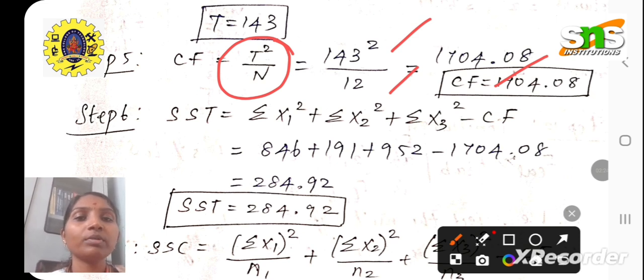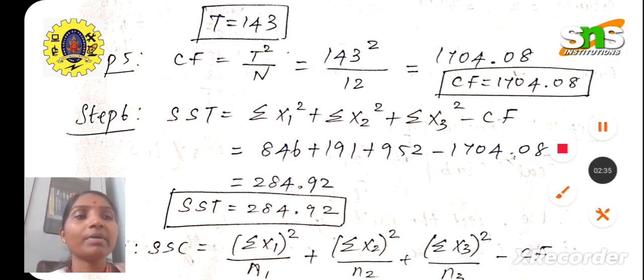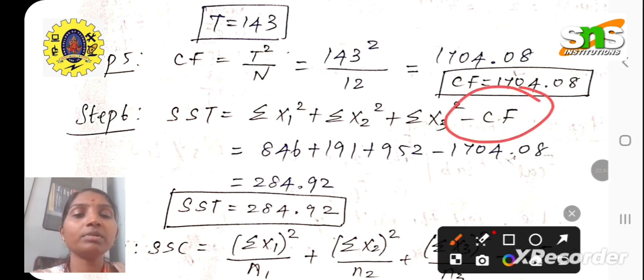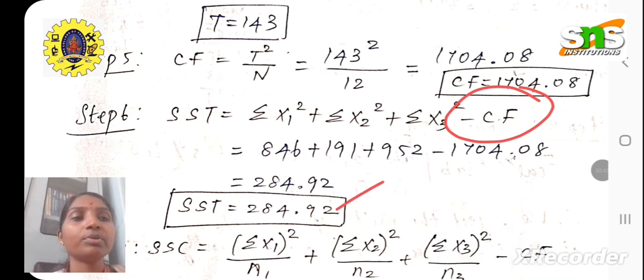Step number 6, what will we be finding? We will be finding SST, the total sum of squares, which is nothing but all the observations squared minus the correction factor. The correction factor is a very important concept which should not be ignored, otherwise errors will occur. SST is given by 284.92.